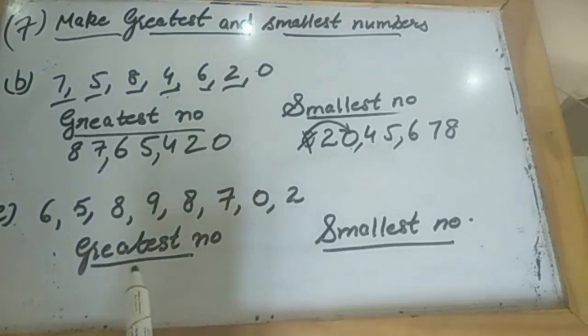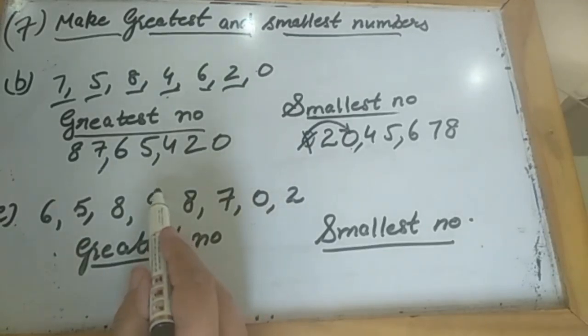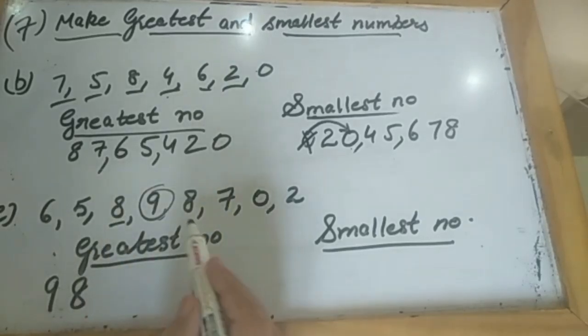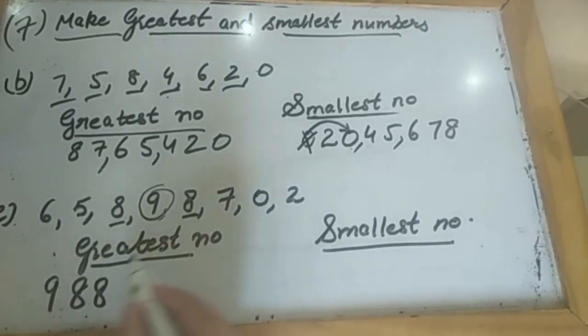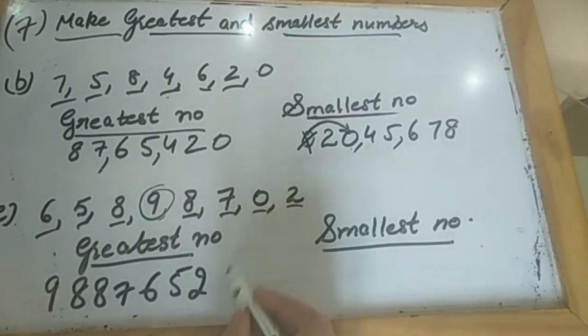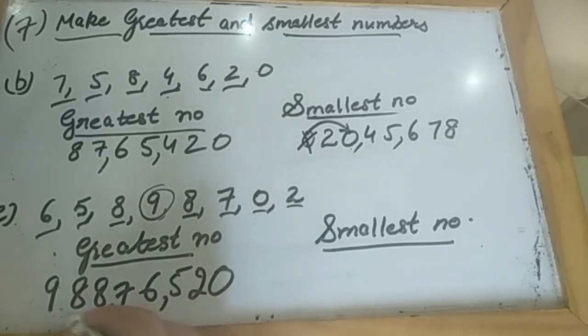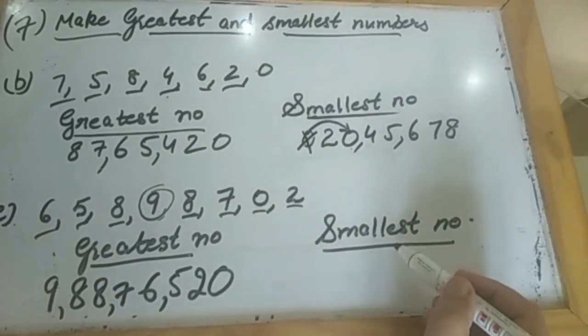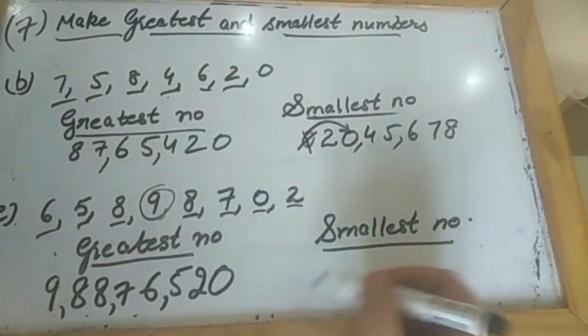Now look at the E part. In the E part, I have to form the greatest number first. So I will start from the greatest digit, that is 9. So I'll write 9 first, then 8, and one more time I have 8, so I will write it twice, then 7, then 6, then 5, and then 2, and then 0. So put the commas. So it will become 9,88,76,520. So to write the greatest number, I will arrange these digits in descending order, and to write the smallest number, I will arrange these digits in ascending order.